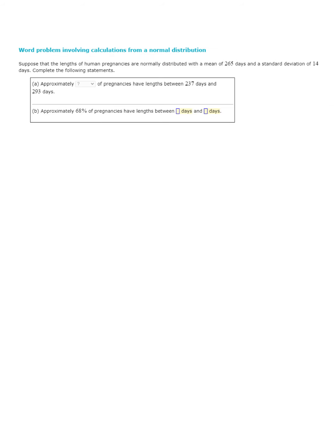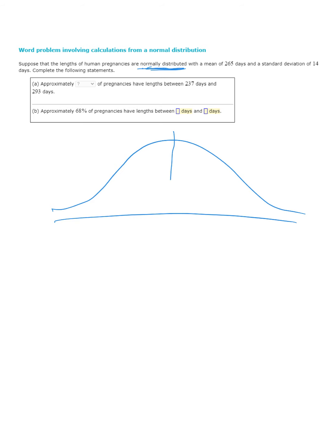All right, let's look at a different kind of thing, using the empirical rule again. It says you have lengths of human pregnancies that are normally distributed. For the empirical rule to work, you have to be normally distributed. That just means bell-shaped, with a mean of 265. Now, if I've got a normal distribution, the mean is going to go in the middle. So I have 265 in the middle and a standard deviation of 14.